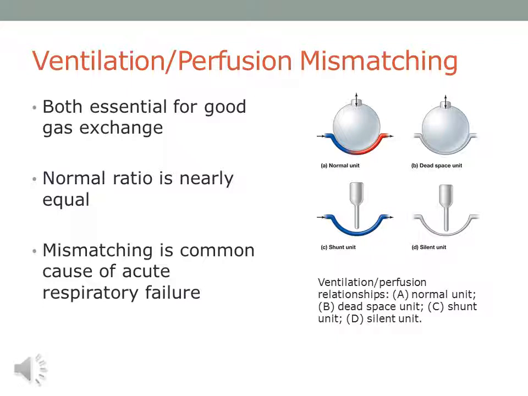And then the last one kind of combines everything. This is called a silent unit. Notice we're not getting air and we're not getting blood. As you can imagine, any kind of a mismatch can be a problem, but when we get down to the silent unit, we're not getting any ventilation or perfusion. And these are some components that kind of help you when we start talking about respiratory failure and the complex respiratory disorders.